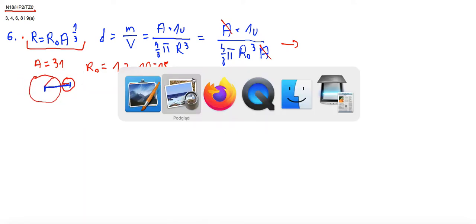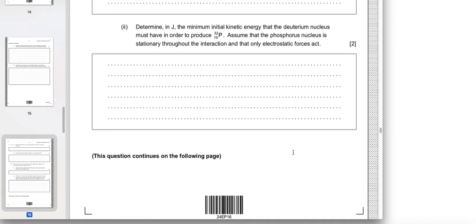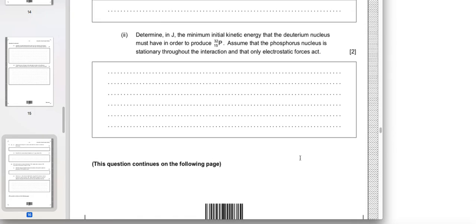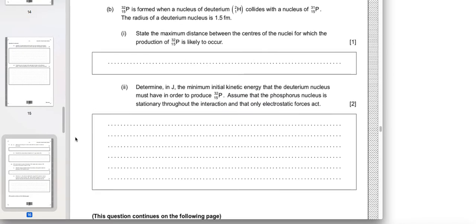Is it clear? Next, determine in joules the minimum initial kinetic energy that the deuterium nucleus must have in order to produce phosphorus 32. Assume that the phosphorus nucleus is stationary throughout the interaction and that only electrostatic forces act. So we have again phosphorus of this isotope, 31.